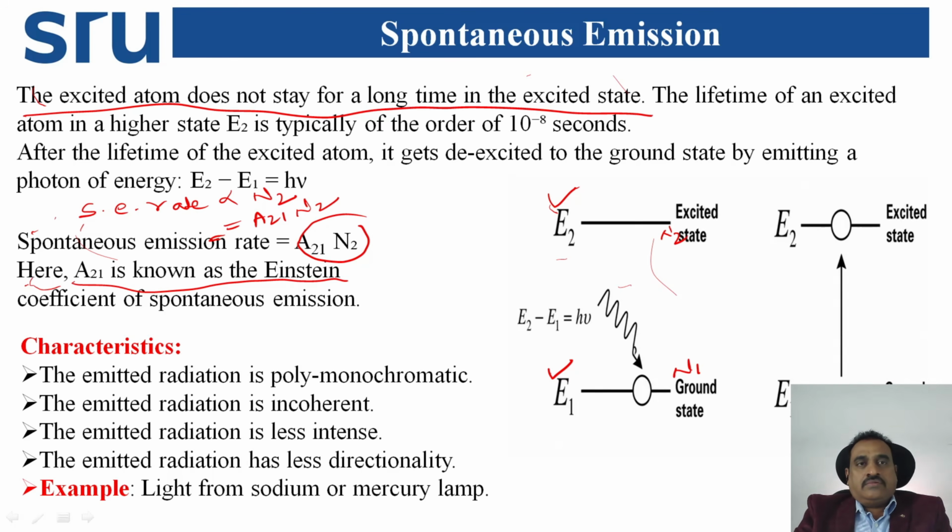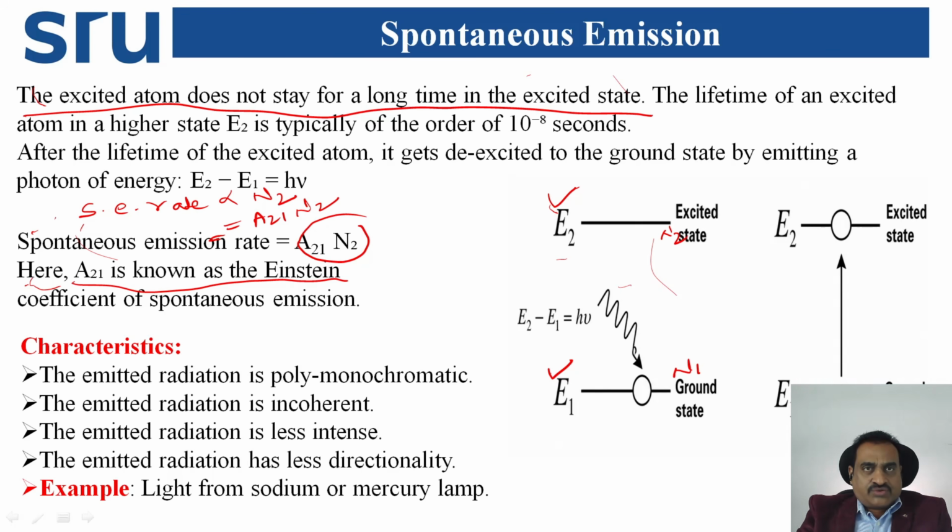So here, let us understand spontaneous emission a little more deeply. An excited atom remains in the excited state only for a limited period of time. The typical lifetime mentioned in this slide is around 10 to the power minus 8 seconds. After this time, the atom can return to the lower energy state by emitting a photon.